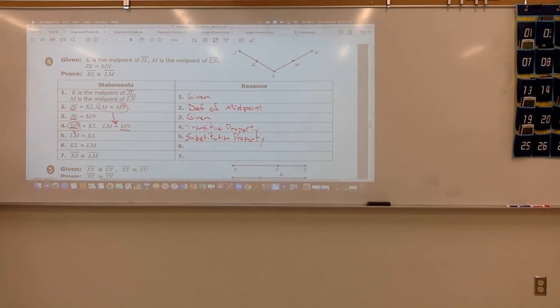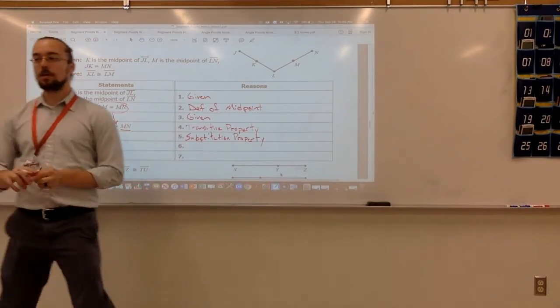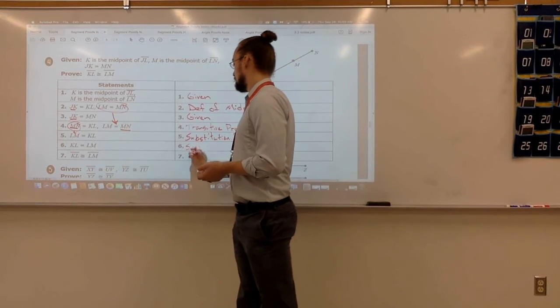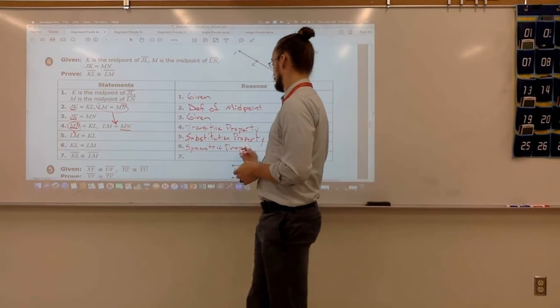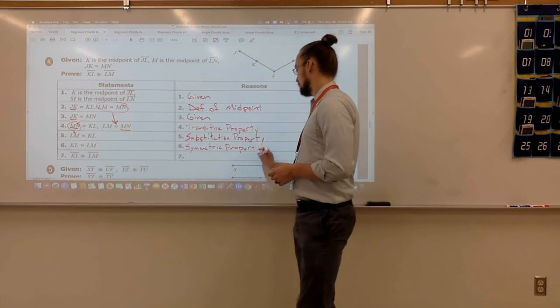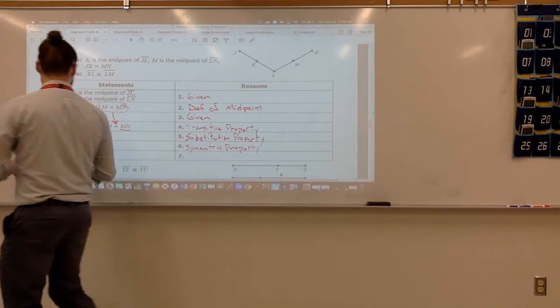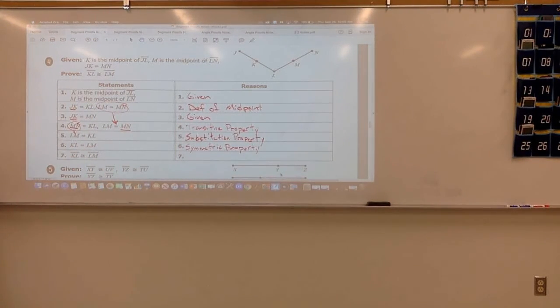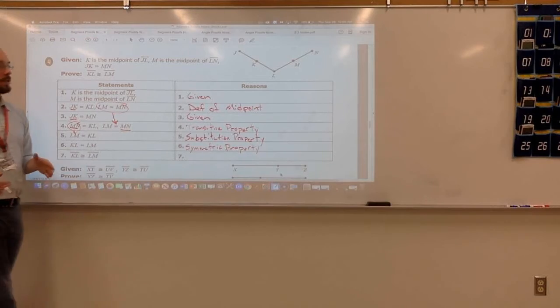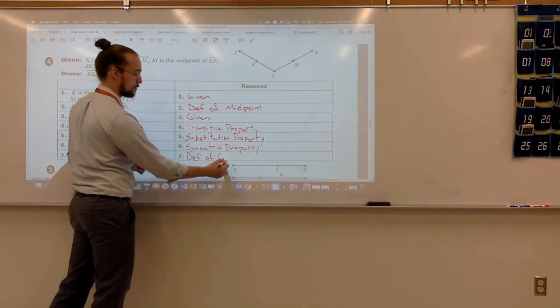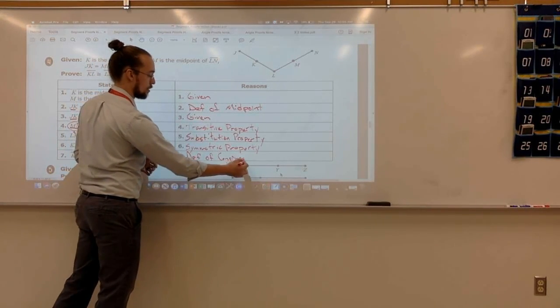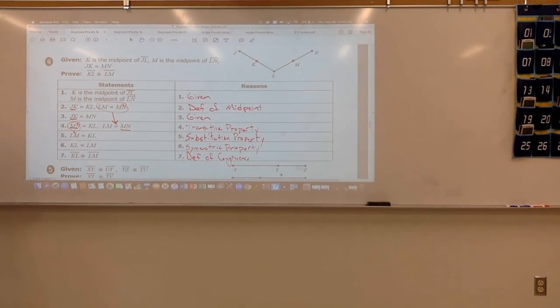The next one, okay, they claim that KL is equal to LN. Well, all we did was take this statement and flip it across the equal sign. Right? Flipping across an equal sign is just the symmetric property. And then finally, if two lengths are equal, they claim the segments are congruent. That's definition of congruence. Okay? Questions?